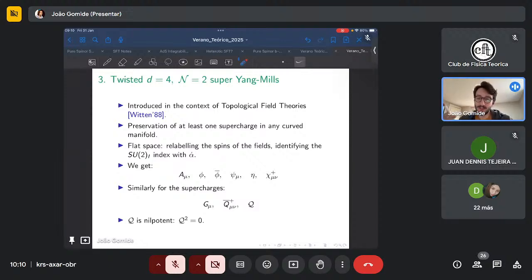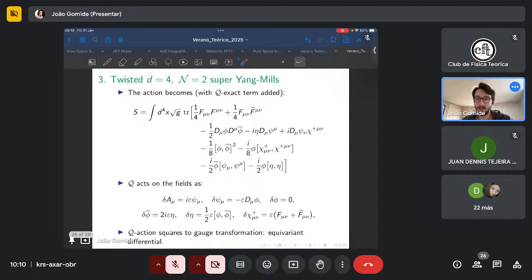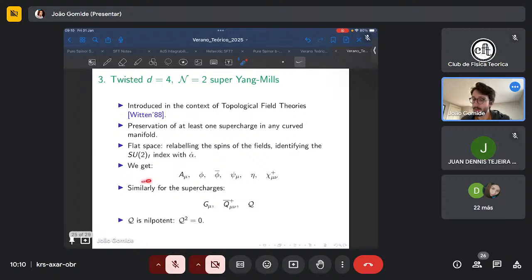So the thing is that after you do this, this extra supersymmetry will be a scalar, and it will square to 0. So you have a notion of cohomology from which you can define physical states.